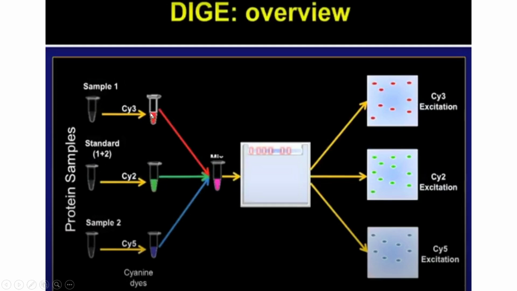So now we have run the samples. There is an internal standard, and there is sample one. This is the internal standard here, the green one, Cy2. Cy3 may be your control sample, and Cy5 can be your disease sample. They are mixed together. Isoelectric focusing is done, then 2D SDS-PAGE is done. Then you're visualizing depending upon excitation emission. This is how the proteins were seen, for example.